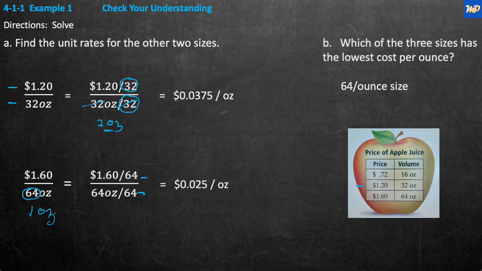You're going to get 0.025 dollars per ounce. Now looking at these two answers, you've got 3.75 cents per ounce and 2.5 cents per ounce. The cheapest is going to be the 2.5 cents, or 0.025 dollars per ounce, and that happens to be for the 64-ounce size right here.